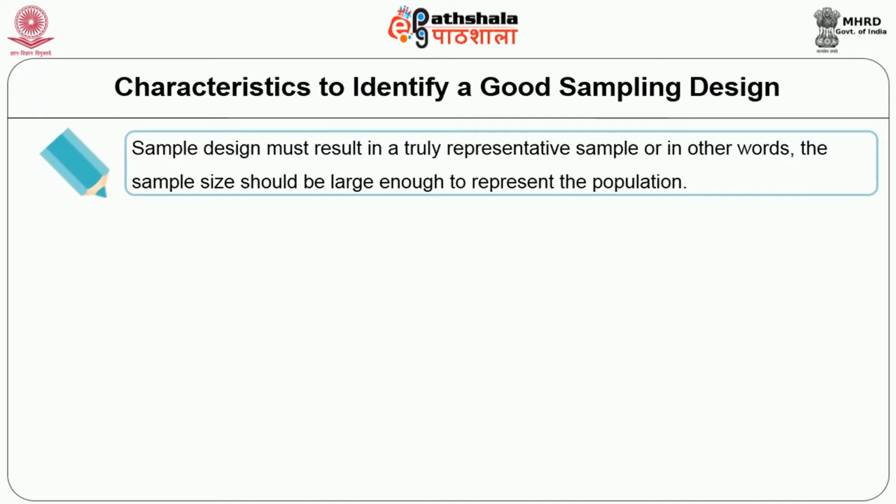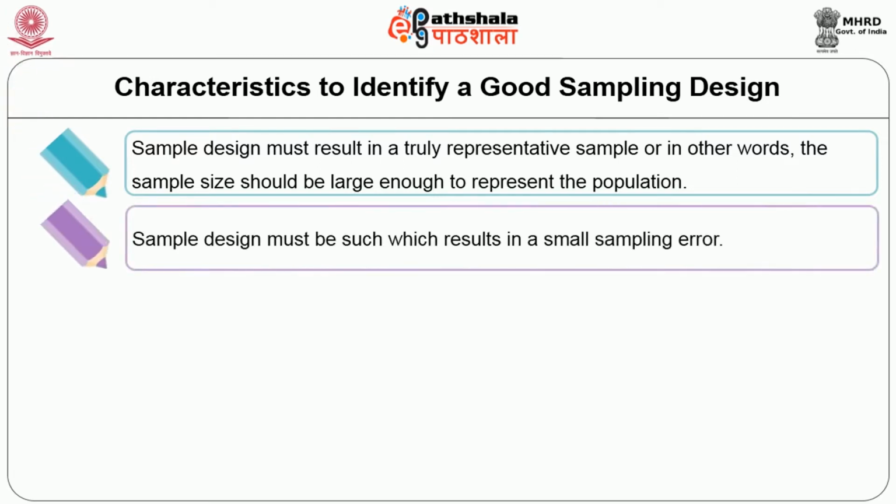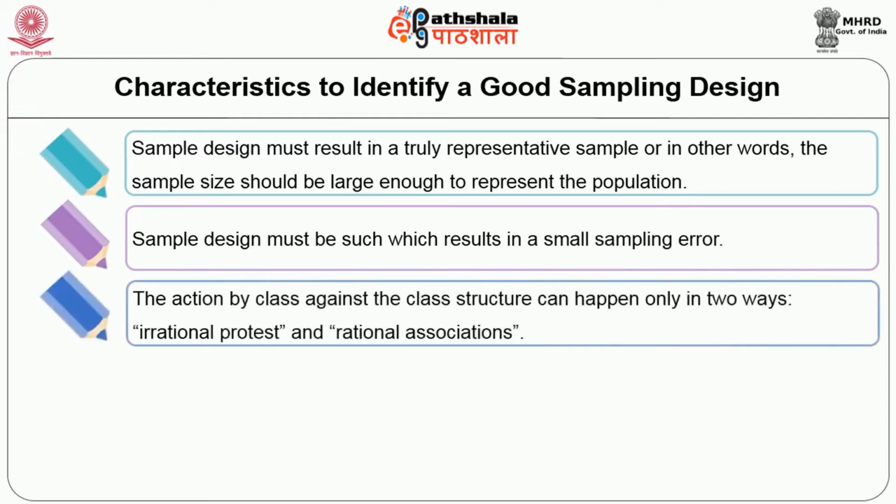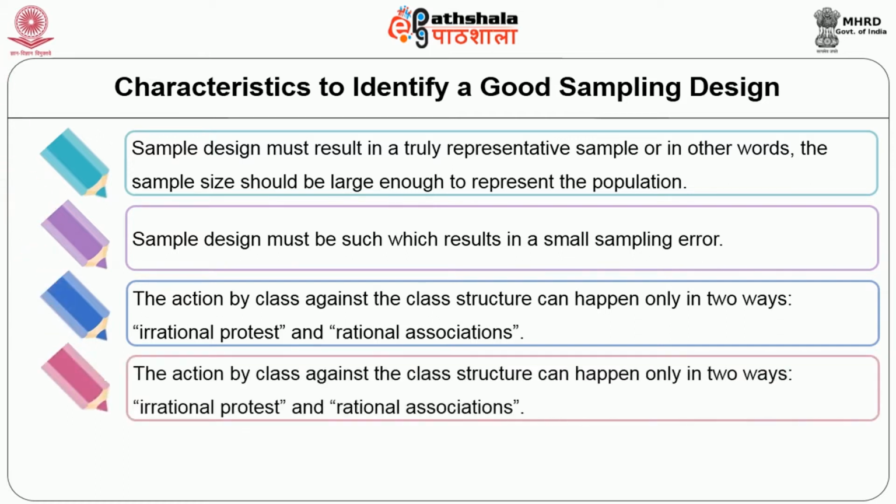What are the characteristics to identify a good sampling design? We can list the characteristics of a good sampling design as follows. Sampling design must result in a truly representative sample, or in other words, the sample size should be large enough to represent the population. Sample design must be such which results in a small sampling error. Sample design must be such that systematic bias can be controlled in a better way.